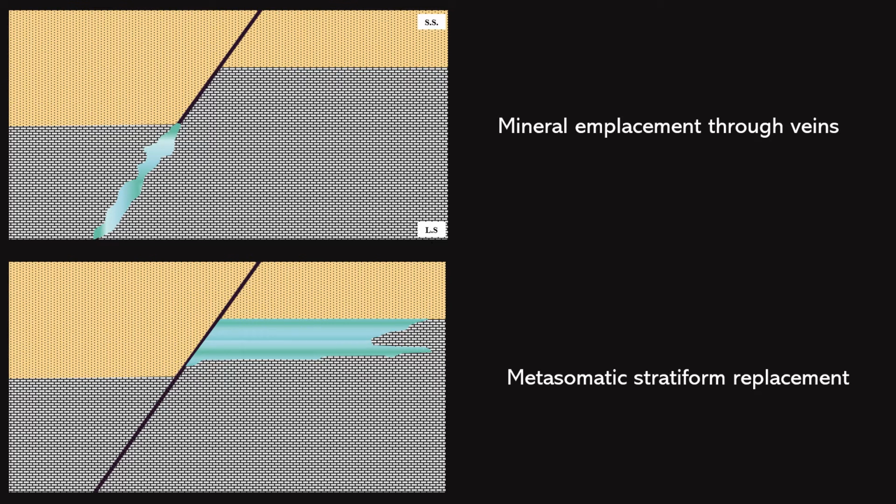You see two of those methods in these diagrams here. So at the top is mineral emplacement through veins. These veins are often caused by tectonic activity in the area, and in this case you see it cutting through a limestone and hydrothermal fluids moving up through that area and mineralizing it. And then at the bottom is metasomatic stratiform replacement. That was the replacement of carbonate host rocks.